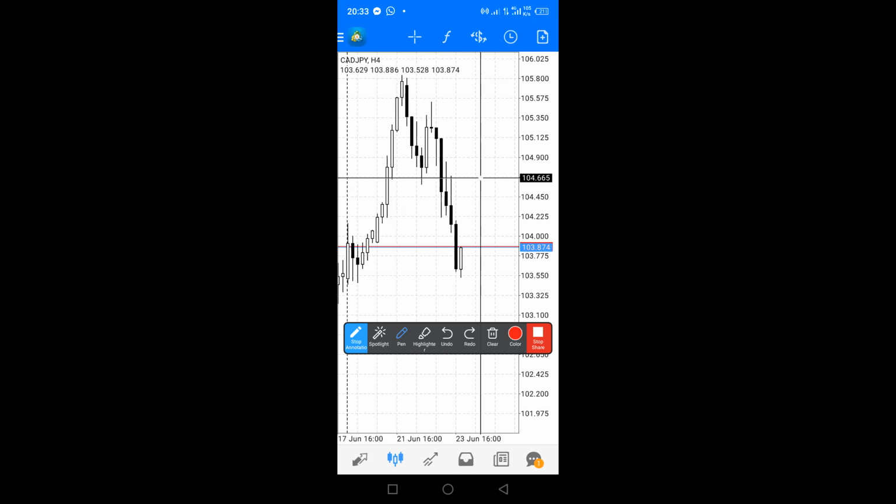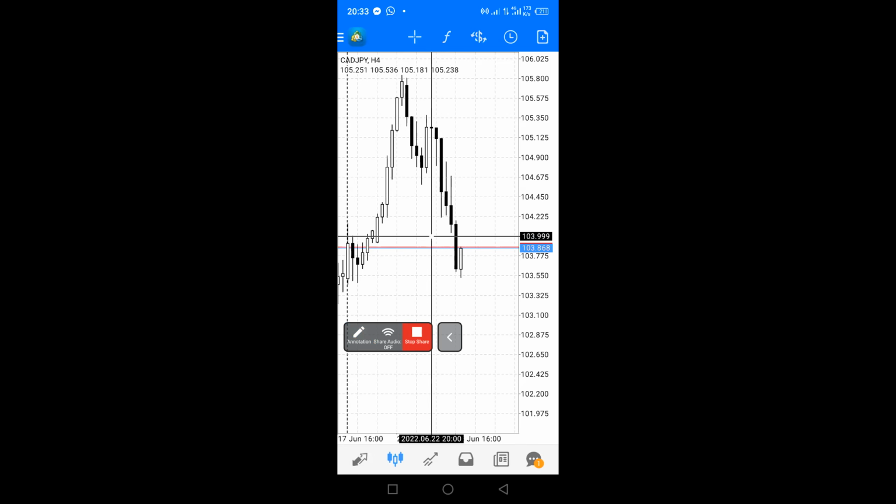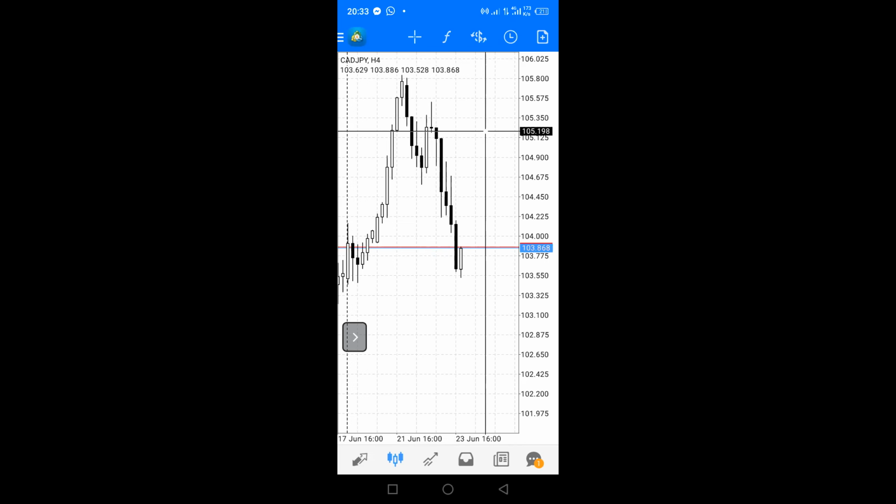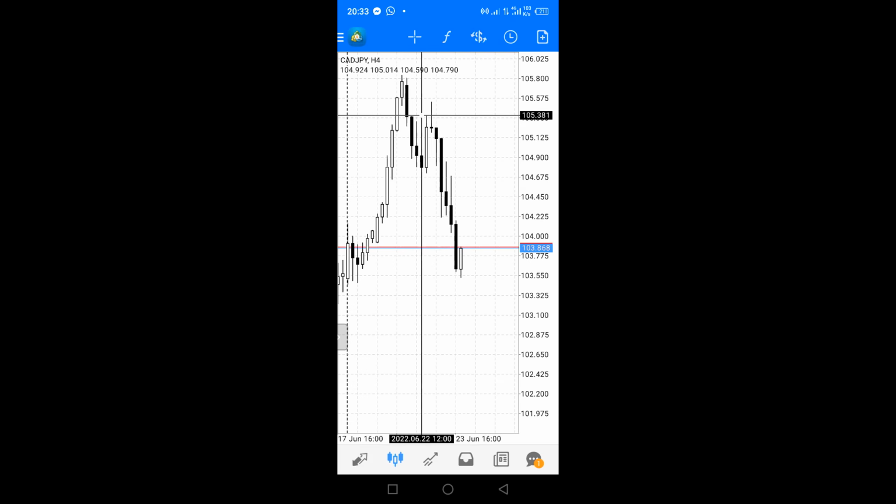Just click on that icon for crosshair. And once you do that, you just move your finger on your device, right? And you can select any price you want it to go to. You want to take off the crosshair off of your chart, simply click on the crosshair icon again, and then it disappears.